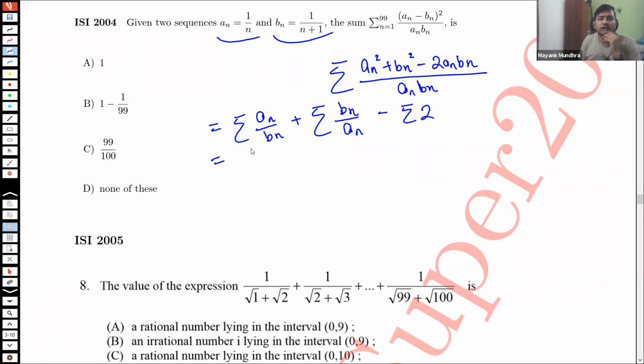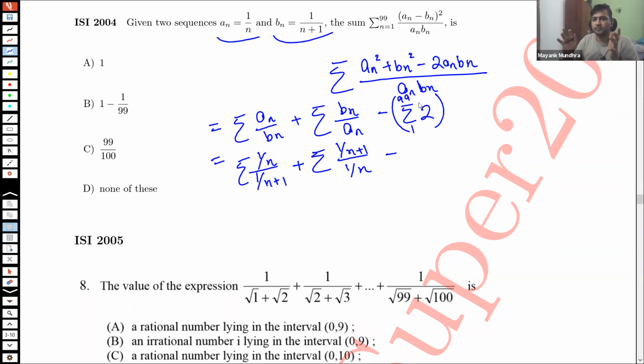Right now, what is summation an by bn? So summation an by bn is summation 1 by n upon 1 by n plus 1, plus summation 1 by n plus 1 upon 1 by n, minus, you're going from 1 to 99. So what do you get when you add 2, 99 times? You're just adding up 2 from 1 to 99. So this is just going to be 2 into 99. Right, so this part is 198. So this is summation n plus 1 by n plus summation n upon n plus 1 minus 198.